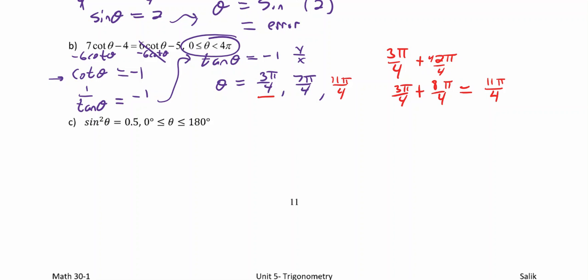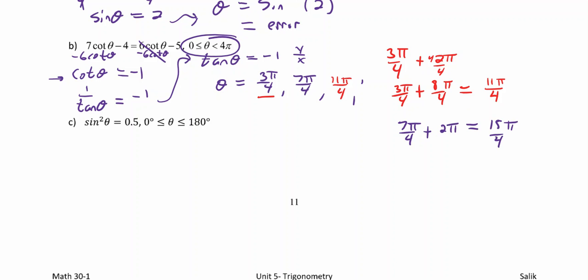And now I'm just going to have to do the same for 7 pi over 4. So we'll just do one more time here. So we'll have 7 pi over 4 plus 2 pi. I'll just give you the answer on this one, it is 15 pi over 4.